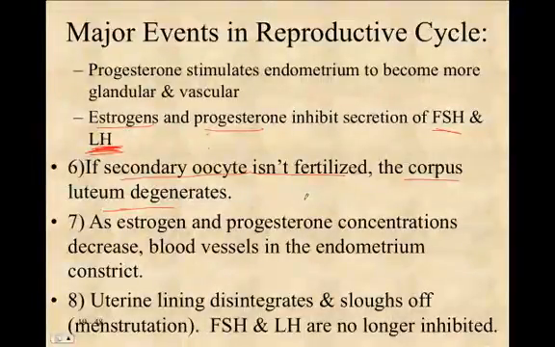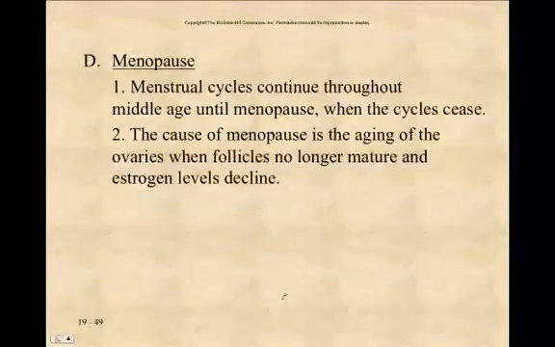But if that secondary oocyte's not fertilized, then the corpus luteum degenerates, and as estrogen and progesterone concentrations decrease, blood vessels in the endometrium constrict, and boom, the uterine lining is shed. Okay? Then follicle-stimulating hormone and luteinizing hormone are no longer inhibited, and so then we can start secreting these two hormones again, and it starts the process all over again.